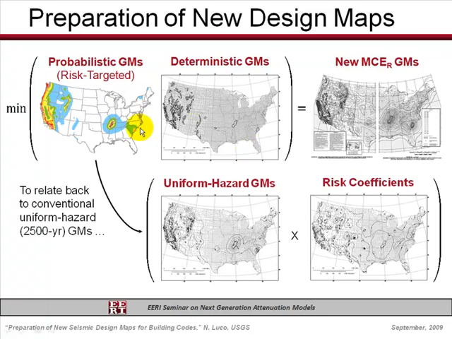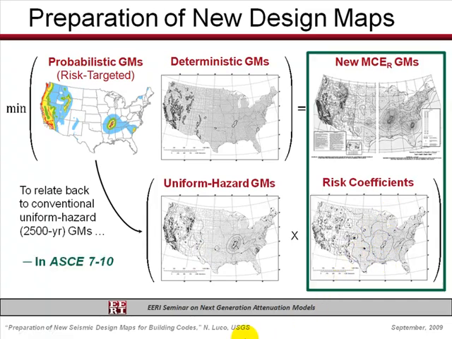And then just for sort of convenience to relate back to conventional uniform hazard maps, this risk-targeted ground motion map, you can split up into a uniform hazard map and a risk coefficient map. And so what's in ASCE 7-10 are these two maps shown in the green box here, and the risk coefficients just for the site-specific procedure, and this final map for use by the engineer who's mostly interested in the final design values, not necessarily their derivation.